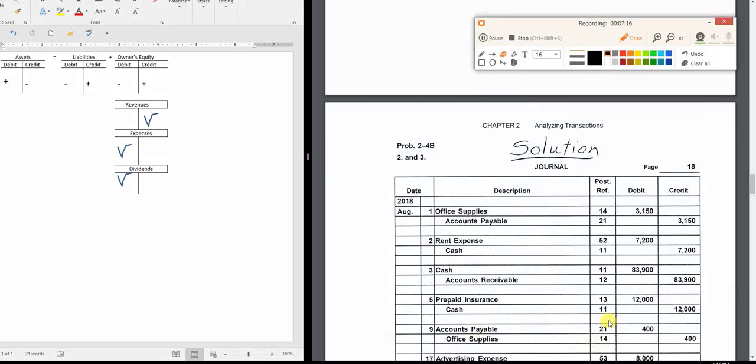And again, you don't have to do the posting reference. This is just the account number. Is account number 21, just like you have a student account number. This account number is 21. So look how it's just the flip of this entry.